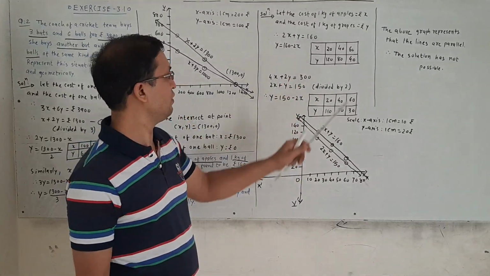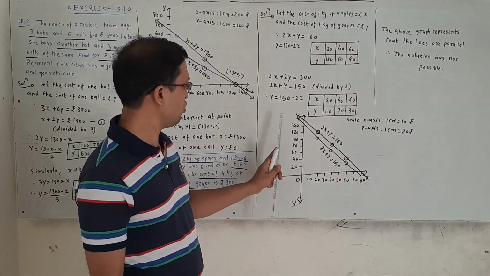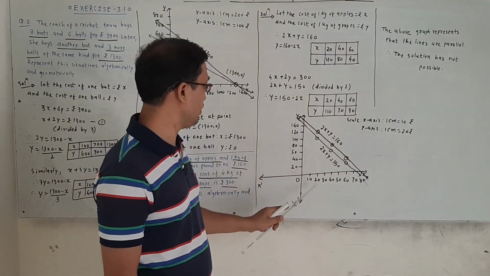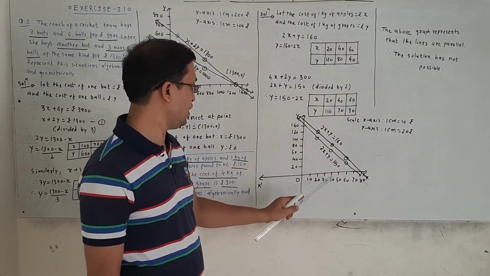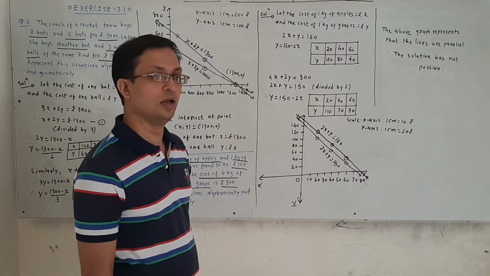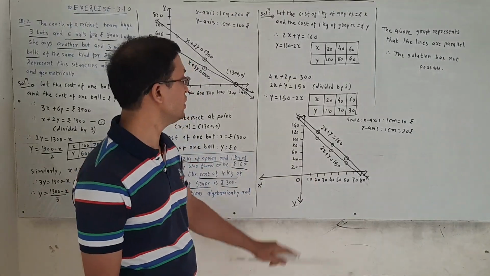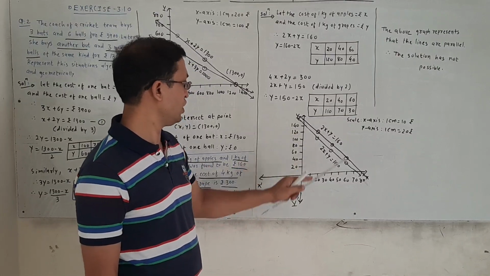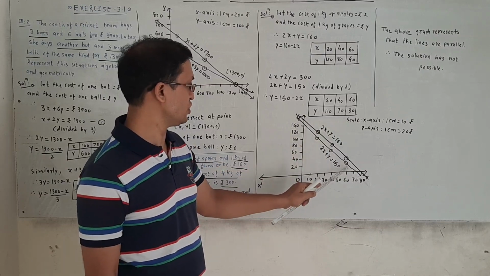Plot the table values in this form on the graph paper. So the first one is 20 and 120. Second one 40 and 80. And last one is 60 and 40. Okay? And draw the graph. Line is 2x plus y is equal to 160. Then 20 and 110, 40 and 70, 60 and 30.